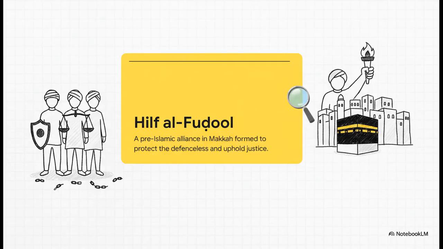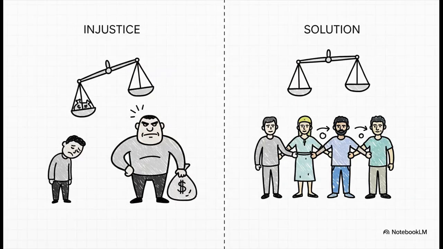And in that world, justice was a huge deal. The book introduces this concept, Hilf al-Fudul. You can almost think of it as a kind of pre-Islamic justice league. It was an alliance formed specifically to defend the rights of the weak and stand up for the oppressed in Makkah. And this wasn't just some abstract idea. The whole thing started because of a real injustice. A merchant from Yemen got cheated by a powerful local. The textbook stresses that a young Muhammad was an active member of this alliance, which helped cement his reputation for justice long before his prophethood ever began.